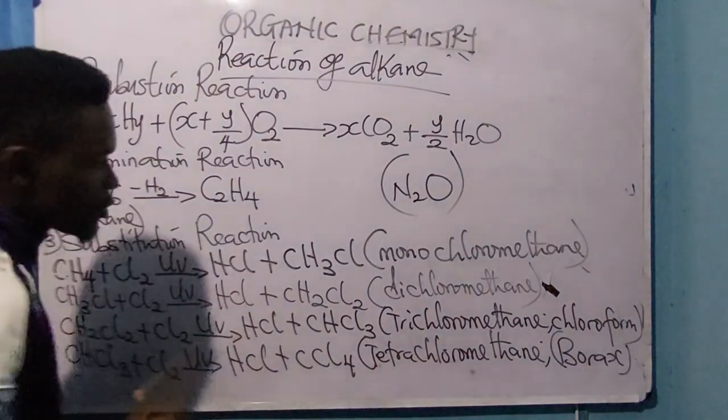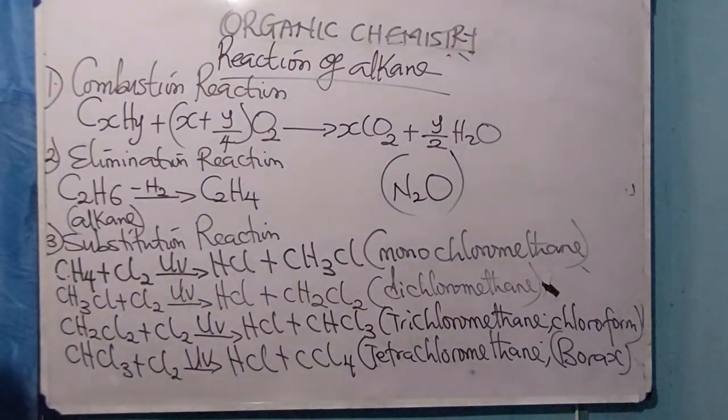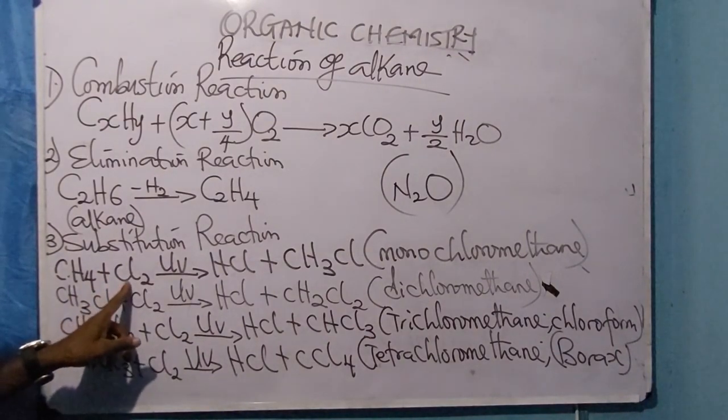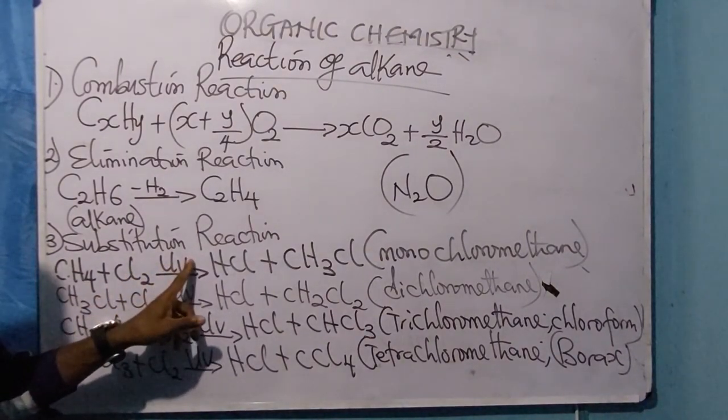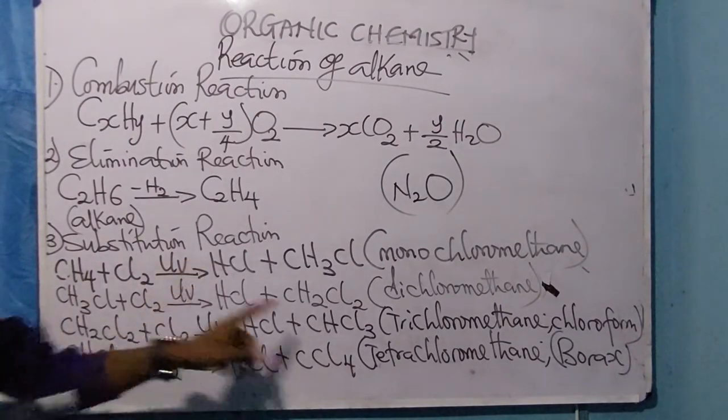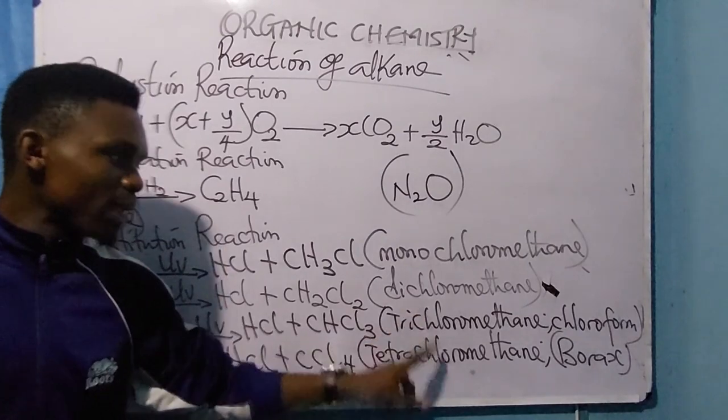Please, they'll ask you, during the reaction between methane and chlorine gas in the presence of a UV light, which of the following are the byproducts, are the last byproducts? Please, you have to pick the last two byproducts.